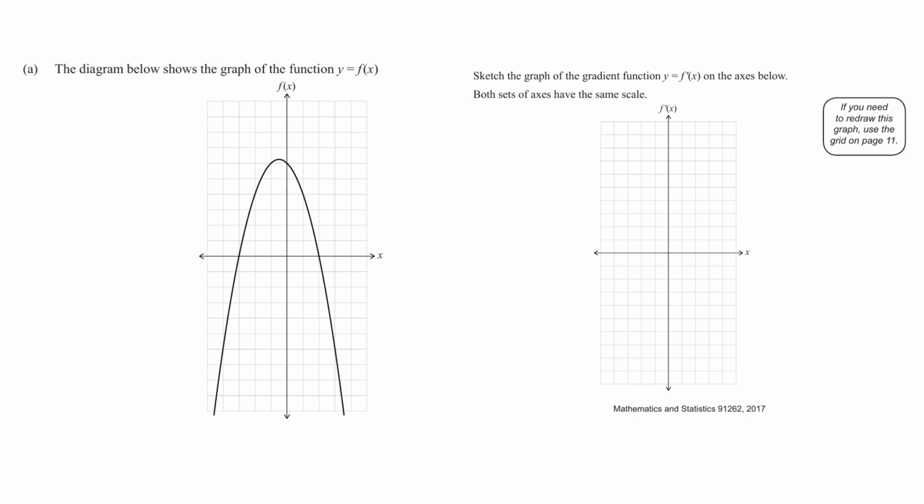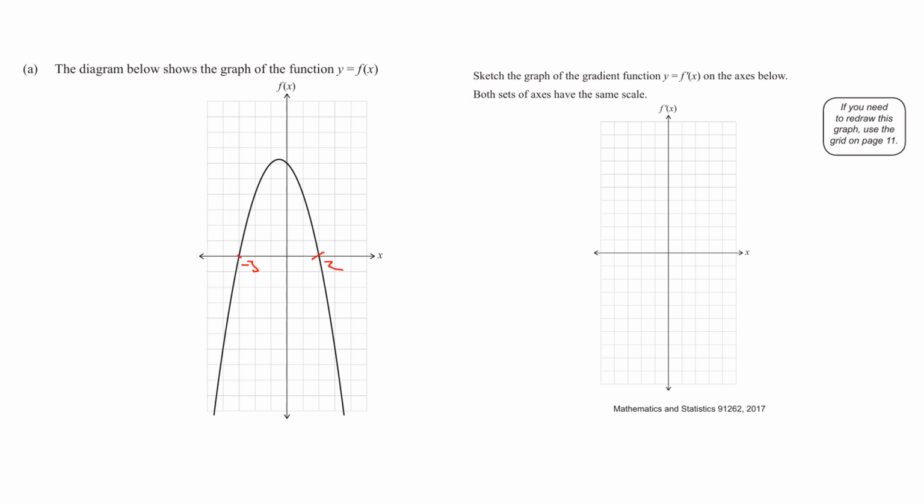For question number 2a, the diagram below shows a graph of a function y equals f of x, and we've been asked to sketch the graph of the gradient, y equals f prime of x, or the first derivative of the function. We can see that this is a concave graph. It's an x squared graph, as we can see, because there are two values for x. Here are the two solutions for x, which seem to be -3 and 2.